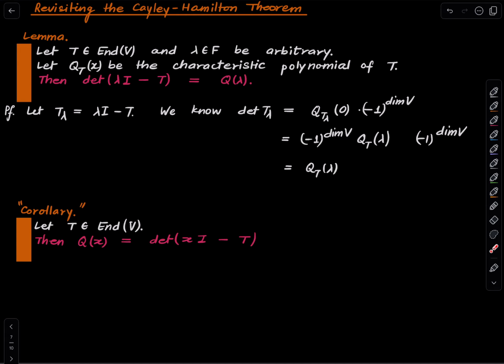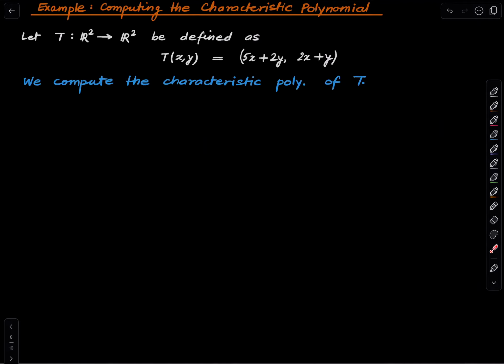Or no, I want to do some examples. So let's compute a few things. T is an endomorphism defined in this fashion. T of xy is that. Let's compute the characteristic polynomial of T by what we just learned. To find the characteristic polynomial of T, we need to find the determinant of xI minus T. That is what we want to find out, right? That is the characteristic polynomial of T as we just showed.